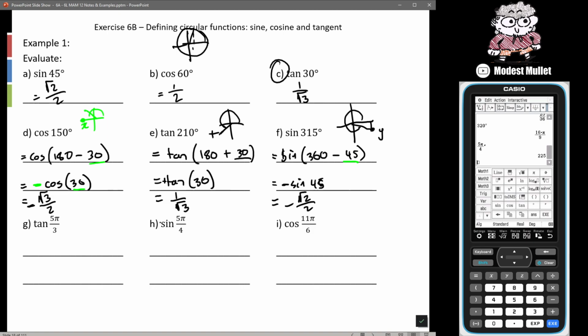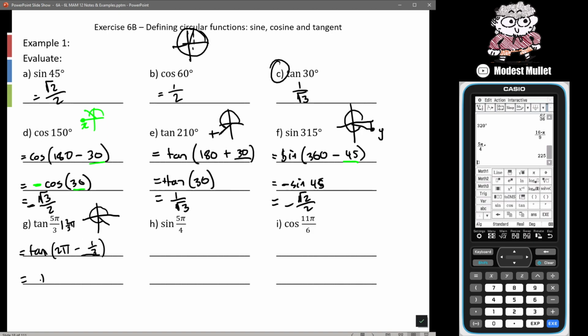Same thing for G, H and I. Just now in radians instead. 5 pi on 3. Well, 5 pi on 3 is around there. Yeah, because that's like 1 and 2/3 pi. Yeah, so that's going to be around in that quadrant. So I want to try and write this as 2 pi, take away something. And that's going to be take away 1/3.